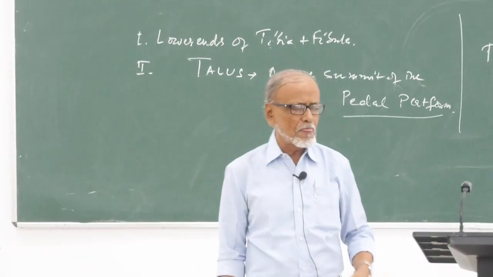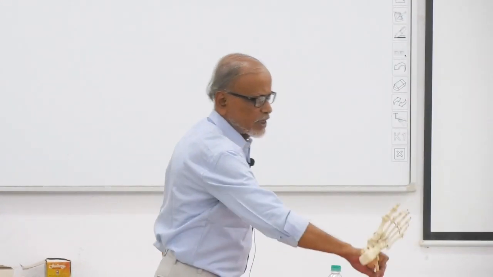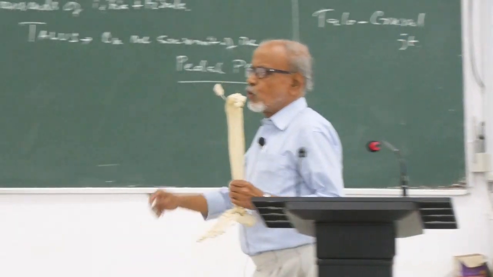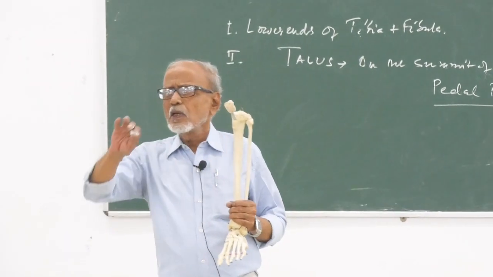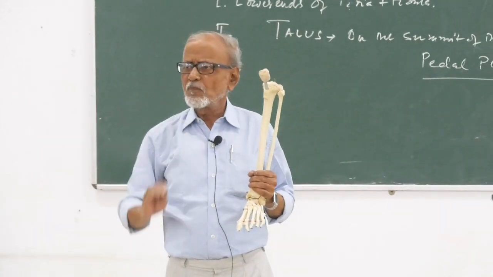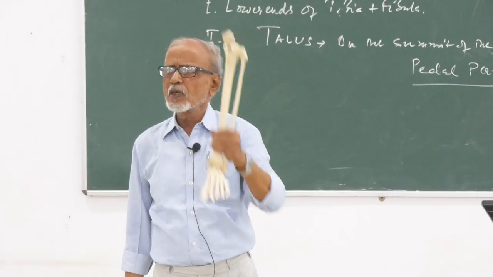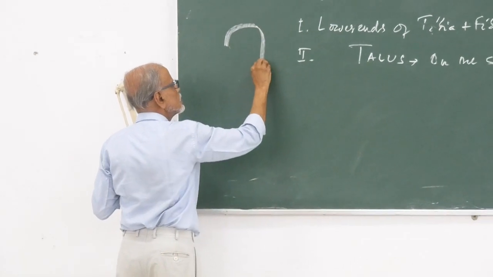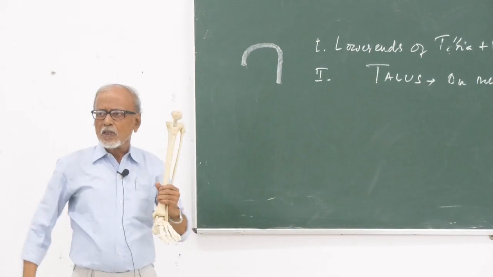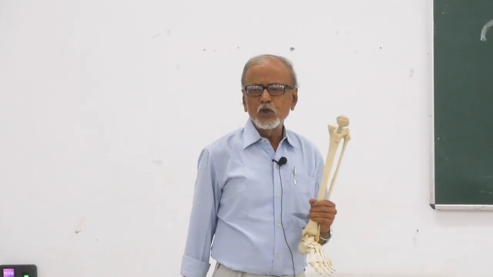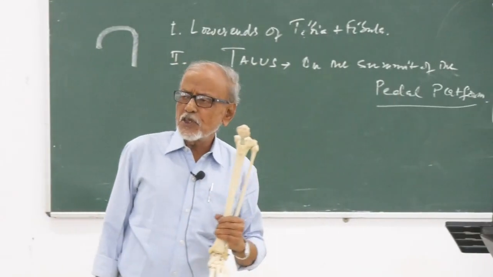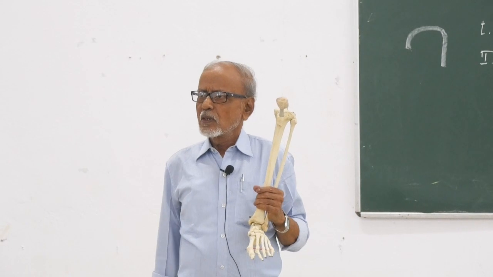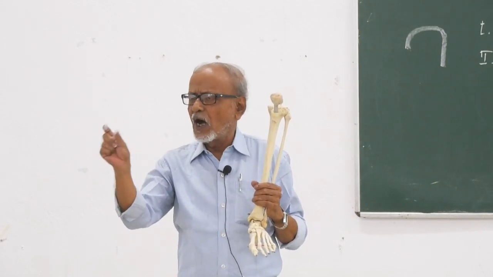Now, in this joint structurally, the bones participating, the lower ends of tibia and fibula, are forming a mortise-like thing. This is being called the tibiofibular mortise. In this tibiofibular mortise will be fitting the articular surface of talus.